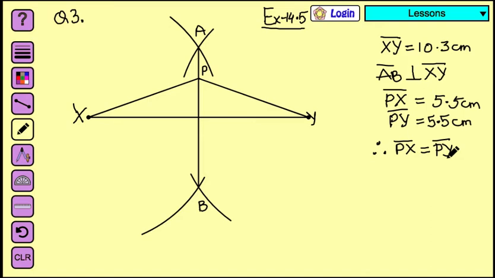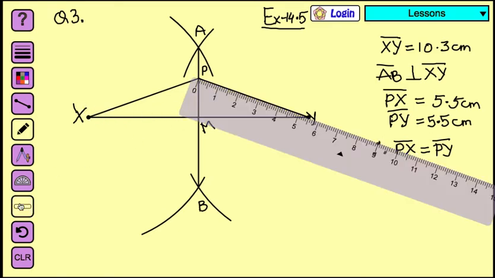Now let's move to the next part. Now it's saying if M is the midpoint of XY, XY's midpoint is M. So this point is actually M, according to the question. What can you say about the lengths MX and XY? MX and XY. So let's measure it. XY we already know it is 10.3. Let's measure MX.